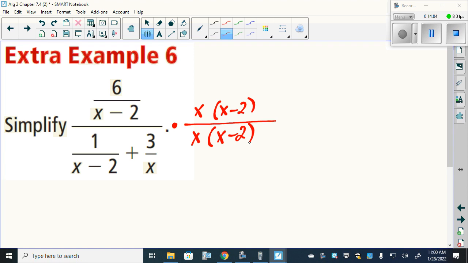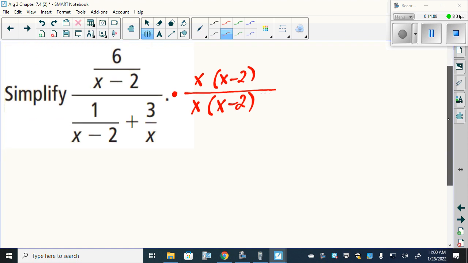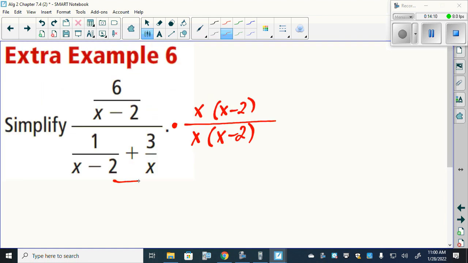So here we just need x times x minus 2. So we multiply the numerator.